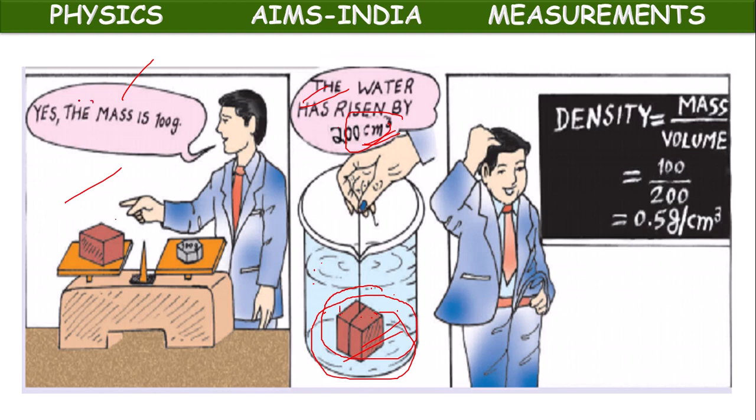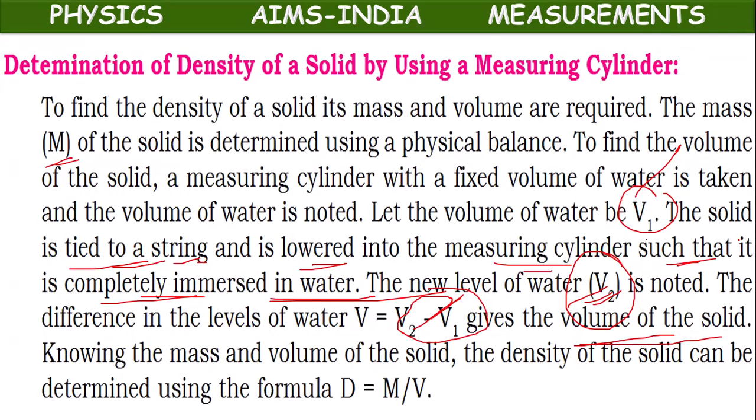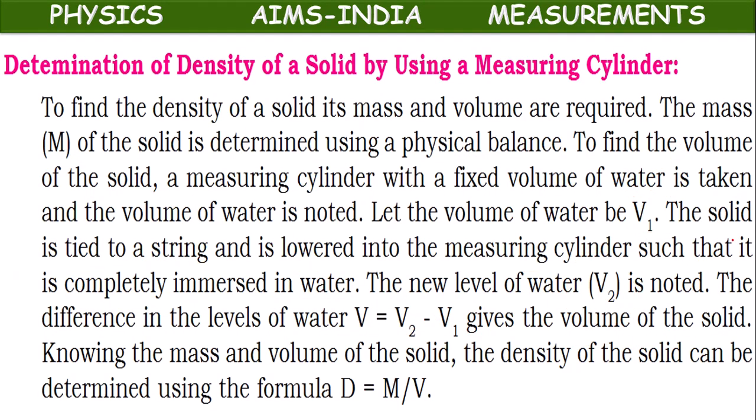So mass is already 100 grams. Mass we have already calculated. Now volume also we have got. Now density equals mass by volume. Mass 100, and volume according to this diagram is 200 centimeter cube. Mass 100 grams, so 1 by 2 means 0.5 gram per centimeter cube. Like this we can calculate the density of a solid with the help of another liquid.